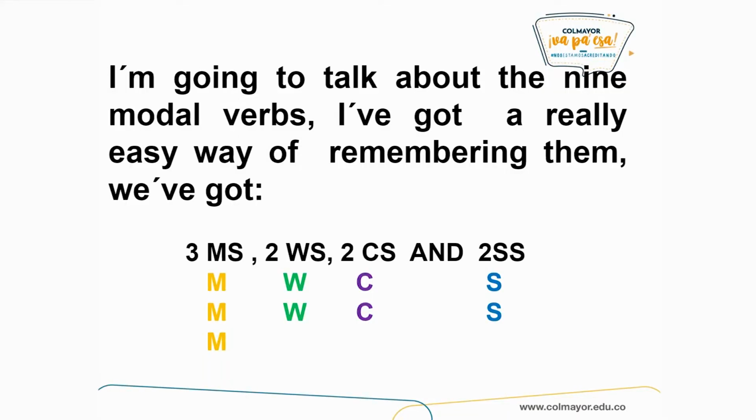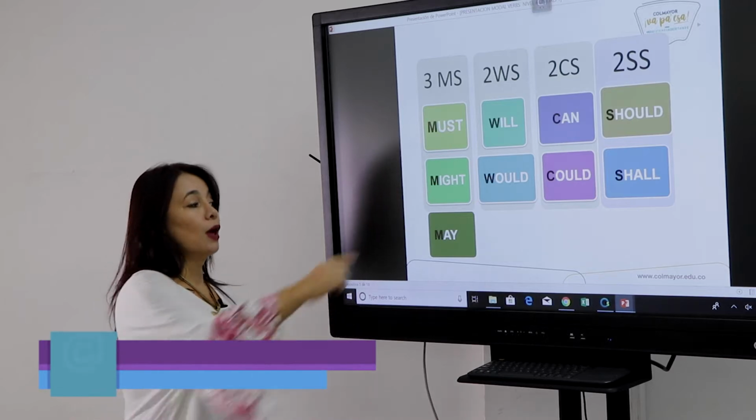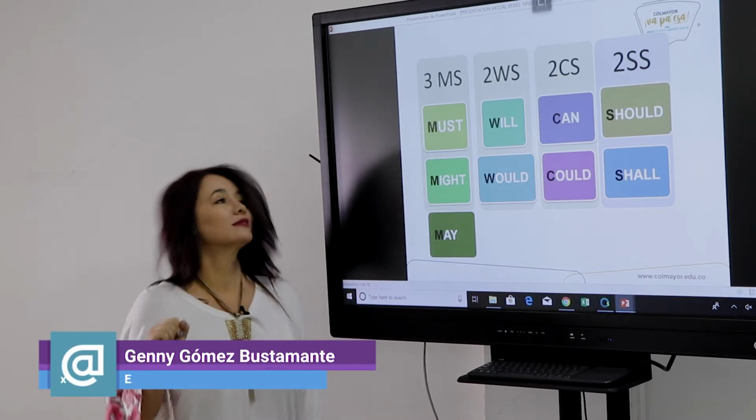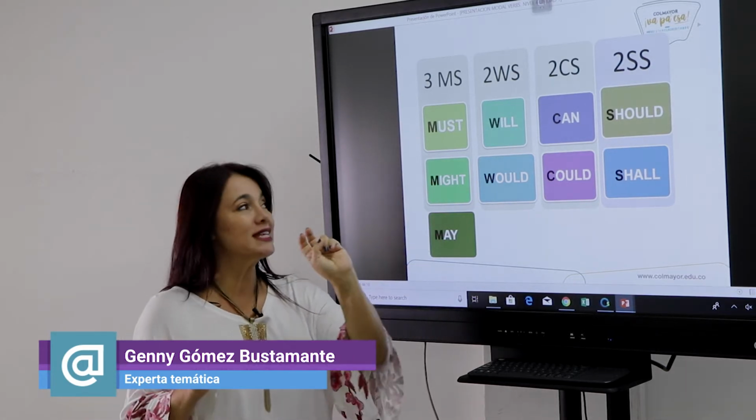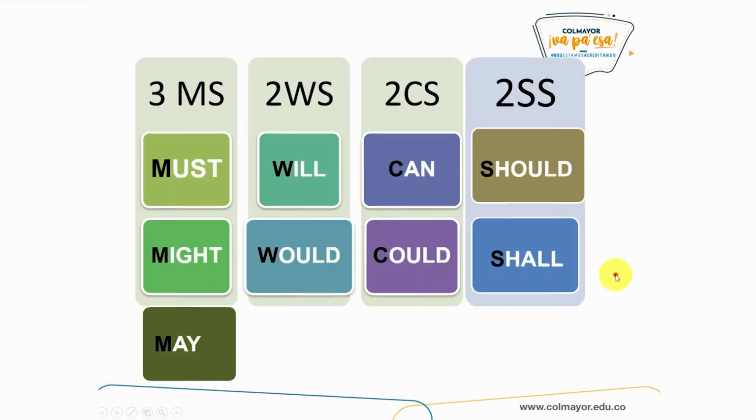I'm going to talk to you about the 9 modal verbs. I've got a really easy way of remembering them. We have 3 M's, 2 W's, 2 C's, and 2 S's. The 3 M's are must, might, and may. The 2 W's are will and would. The 2 C's are can and could, and the 2 S's are should and shall.